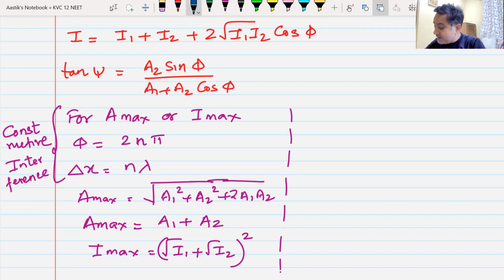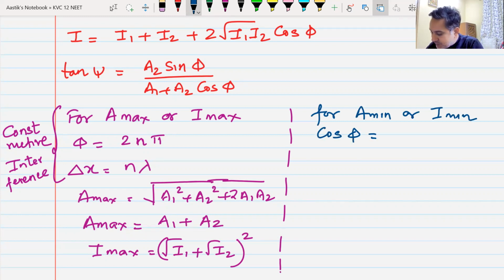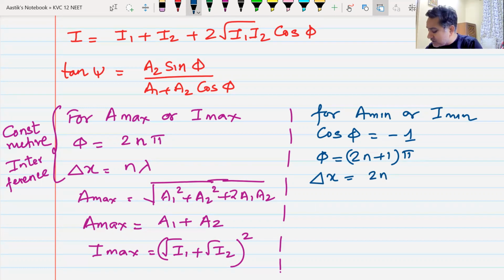Now, similarly, for minimum intensity, A min or I min, the value of cos phi should be -1. That tells us that the value of phi in general, in maths, it will be 2n plus 1 times pi. That will be the phase difference between them. This is all maths, trigonometry. The path difference will be 2n plus 1, you can start n from 0, into lambda by 2, odd multiples of lambda by 2.